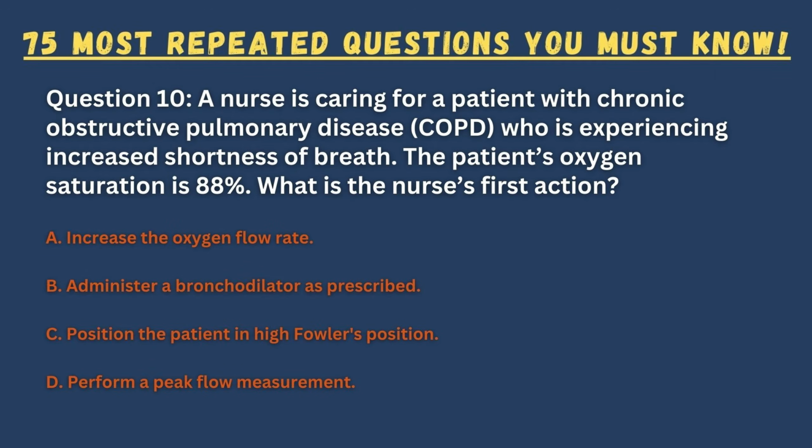Question 10. A nurse is caring for a patient with chronic obstructive pulmonary disease, COPD, who is experiencing increased shortness of breath. The patient's oxygen saturation is 88%. What is the nurse's first action? A. Increase the oxygen flow rate. B. Administer a bronchodilator as prescribed. C. Position the patient in high Fowler's position. D. Perform a peak flow measurement.